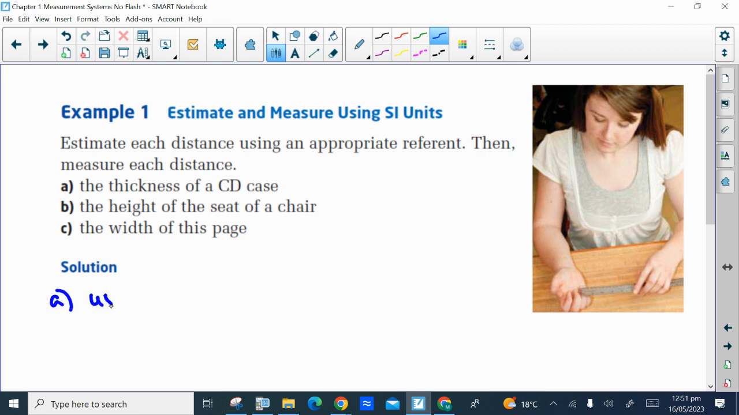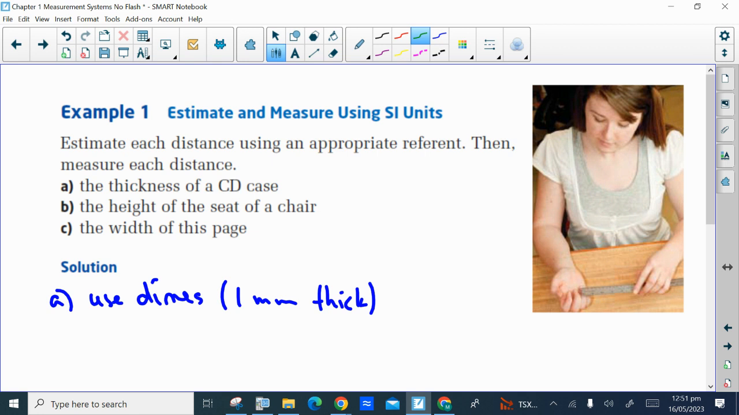So for A, we would use dimes. They are 1 millimeter thick. So that would be a good reference to use for guessing or estimating the thickness of a CD case.